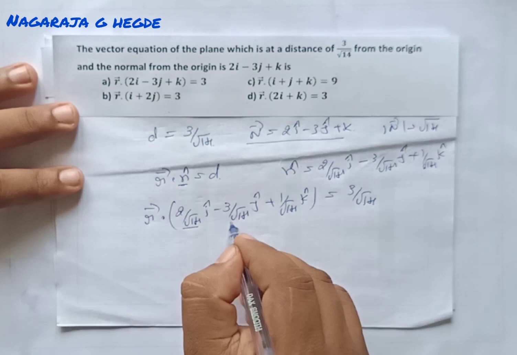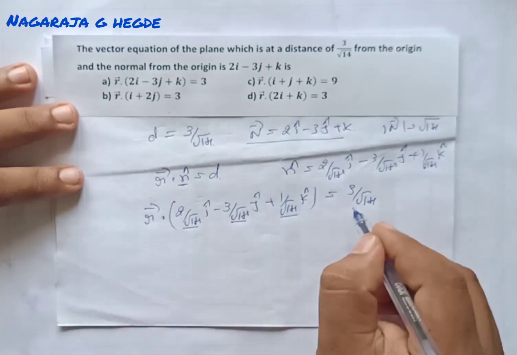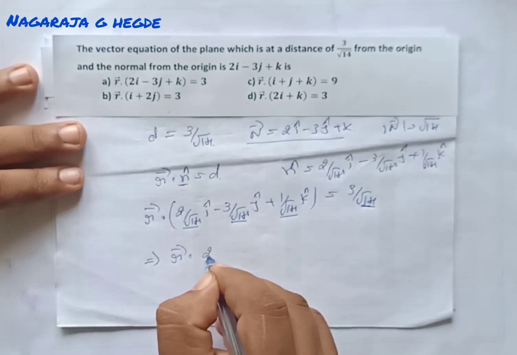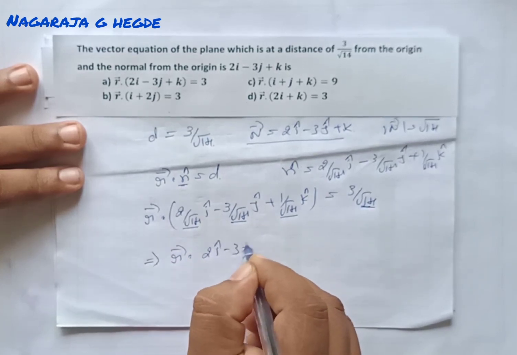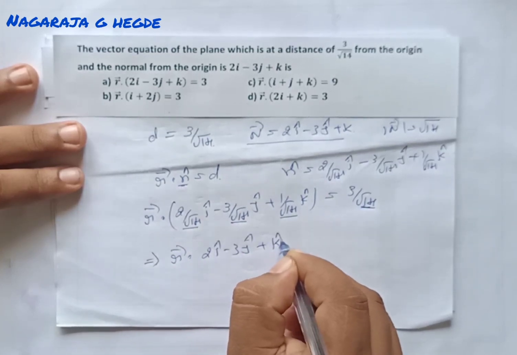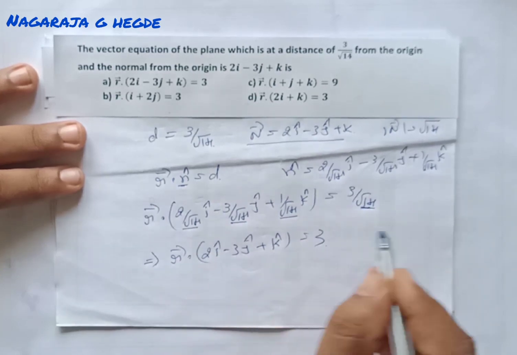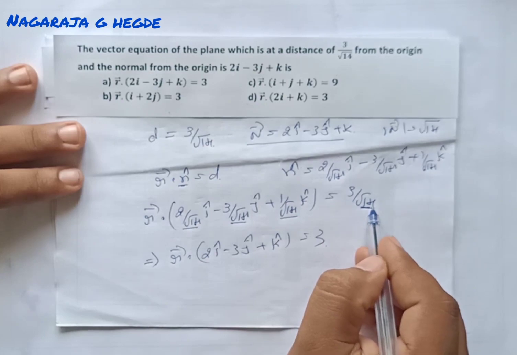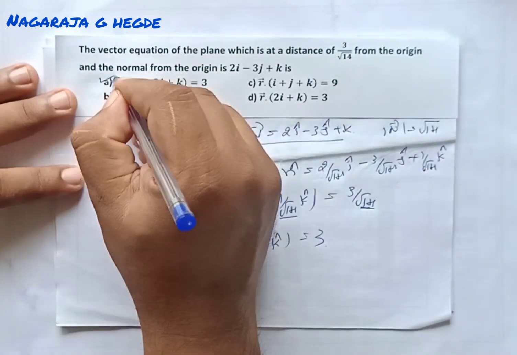Now here root 14 we can take common and cancel with this, and we can write the simplified form: r dot 2i cap minus 3j cap plus k cap, which is equal to just 3. Root 14 will come outside and cancel with this root 14. So the correct answer is option A.